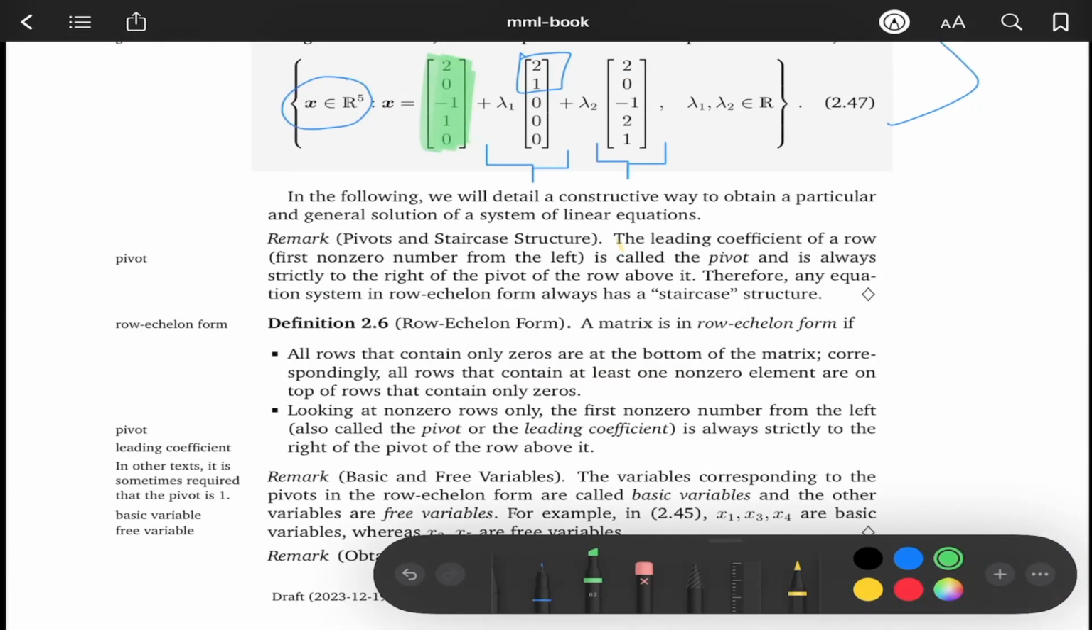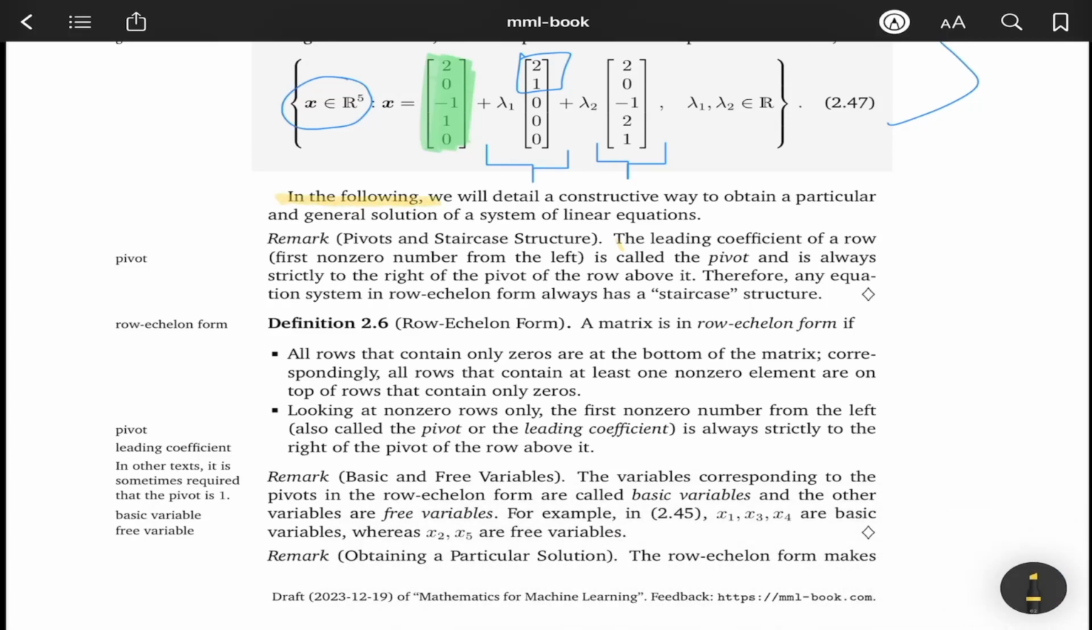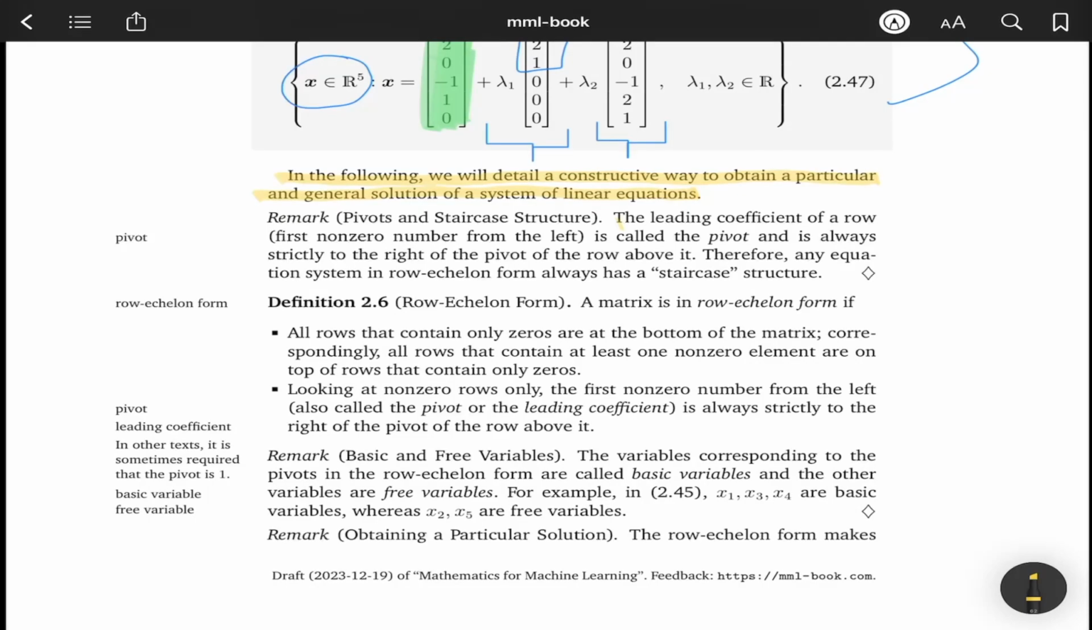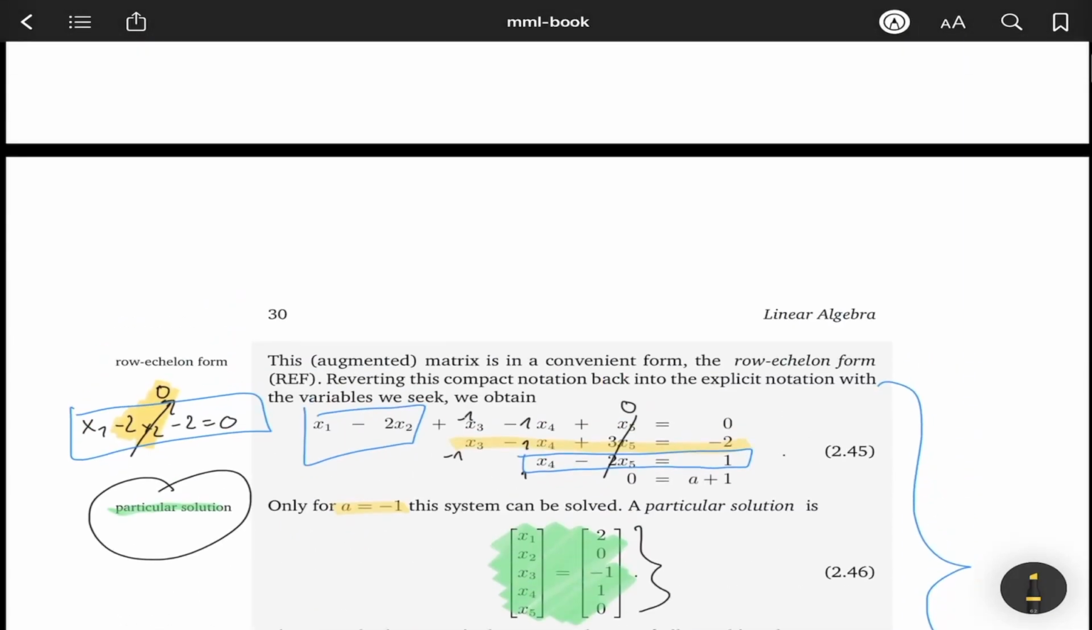Okay, let's read the text. In the following, we will detail a constructive way to obtain a particular and general solution of a set of linear equations. Yes, that's what we need. Remark, pivots and staircase structure. The leading coefficient of a row, the first non-zero number from the left, is called the pivot and is always strictly to the right of the pivot of the row above it. Therefore, any equation system in row echelon form always has a staircase structure. Yeah, that's what we already saw.